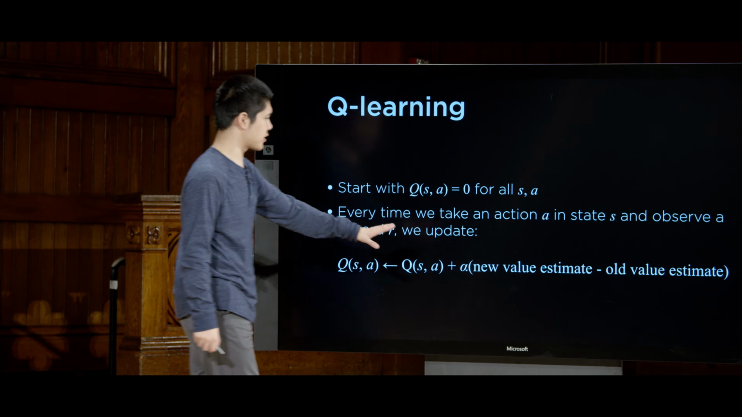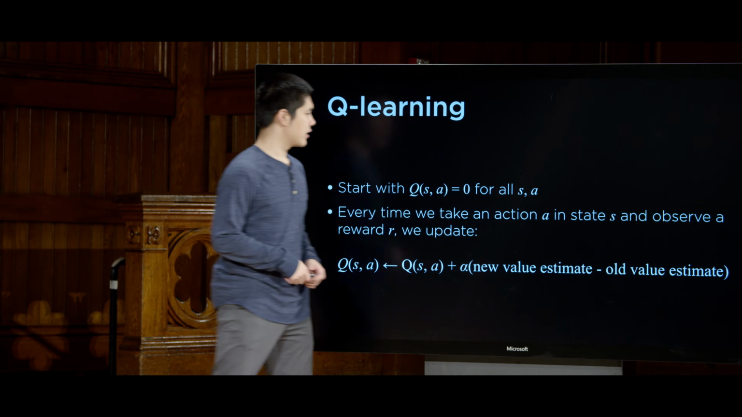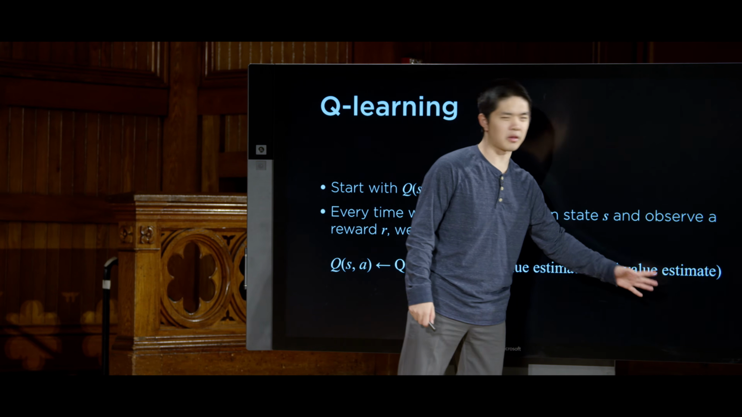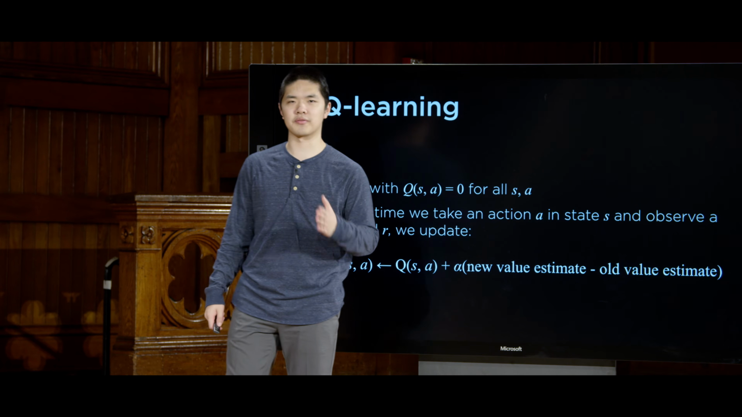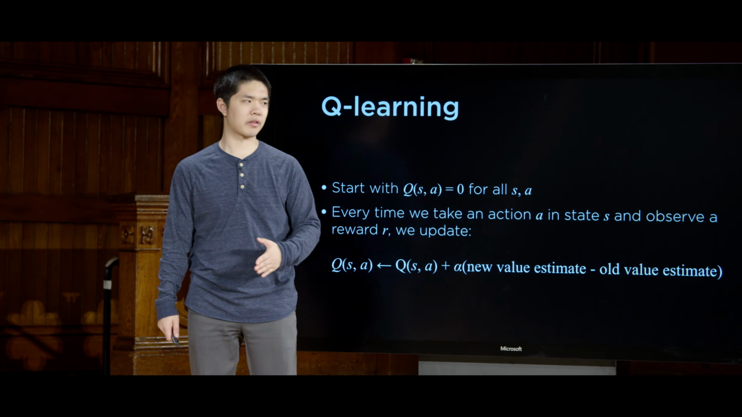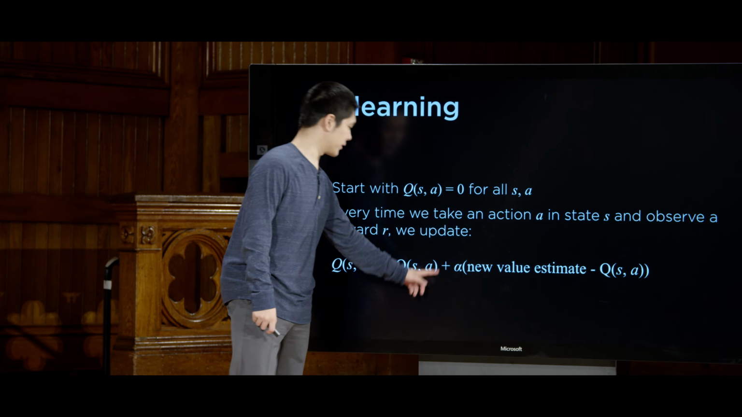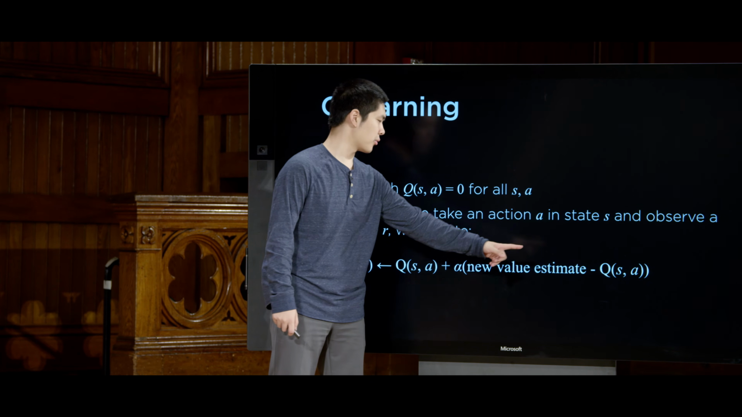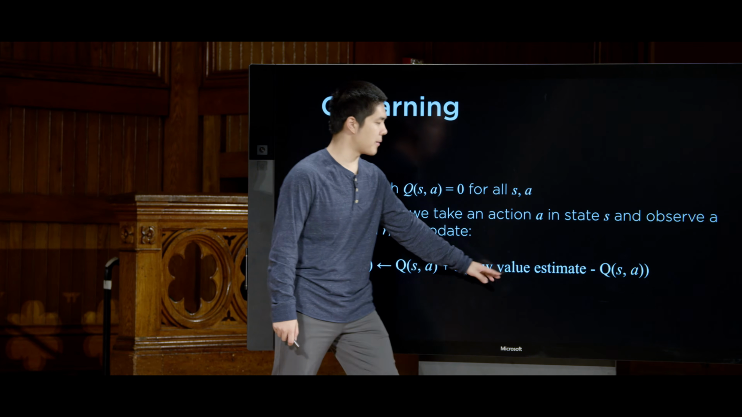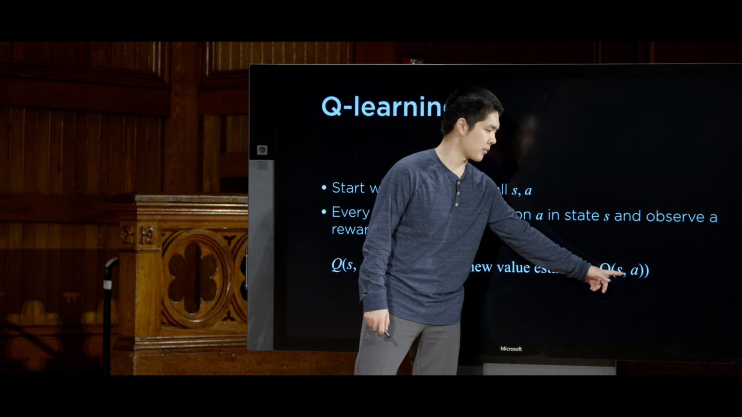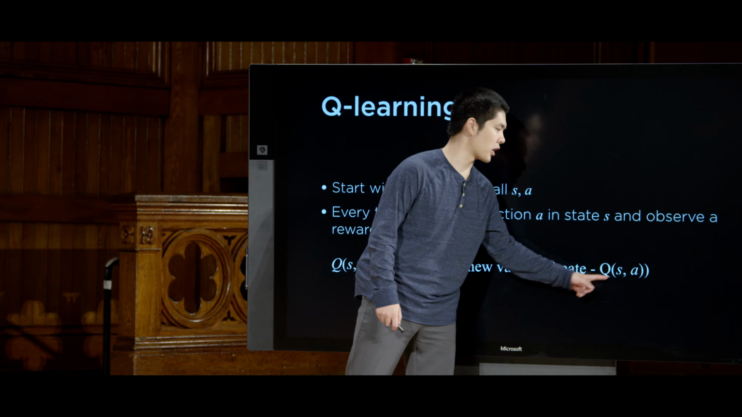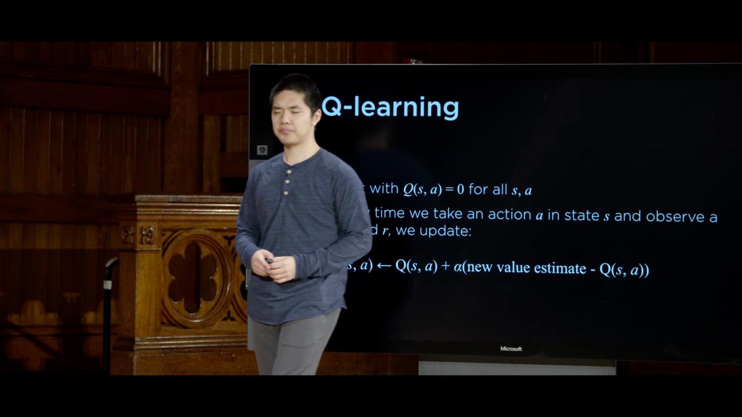We can put this equation a little bit more formally as well. The old value estimate is our old estimate for what the value is of taking this action in a particular state. That's just Q of S and A. So we have it once here, and we're going to add something to it. We're going to add alpha times the new value estimate minus the old value estimate. But the old value estimate we just look up by calling this Q function.